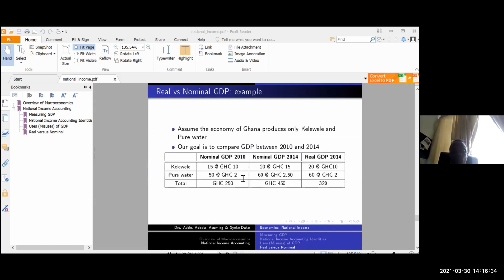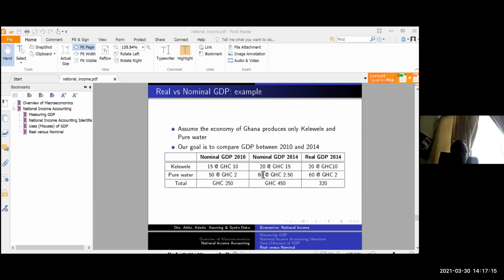In the example, the nominal GDP for each year is selling the product in that year's price. That gives you the nominal. So selling kiloliter in 2010 prices, sachet water in 2010 prices, gives you the nominal. The nominal GDP for 2014 is selling the output produced in 2014 prices, and sachet water also in 2014 prices. That gives you the nominal. The real GDP for 2014 is selling the output in 2014 at a constant price, which is the base year price, which is 10. So 20 times 10.